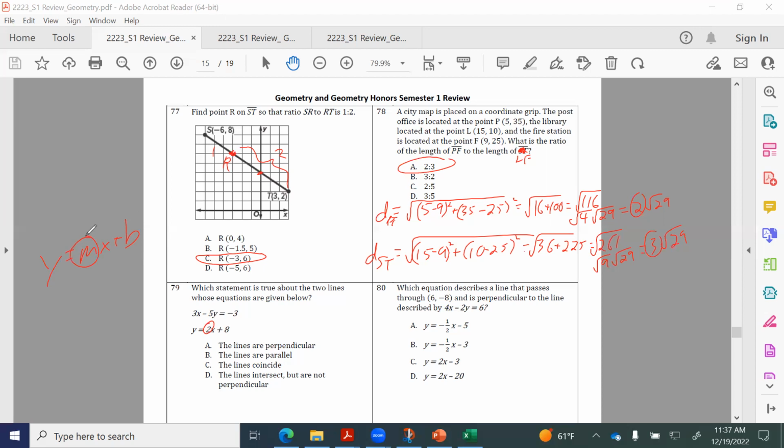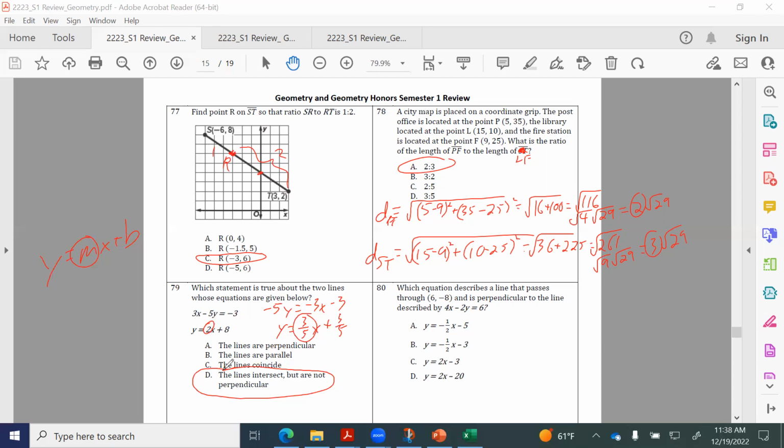So bring x over by subtracting it. We get negative 5y equals negative 3x minus 3. Divide by negative 5, and we would get a positive 3/5 x and a positive 3/5. So looking at the slope here compared to that slope, they're not opposite reciprocals. They're not the same, so they're neither parallel nor perpendicular. They are going to intersect, but they're not perpendicular.